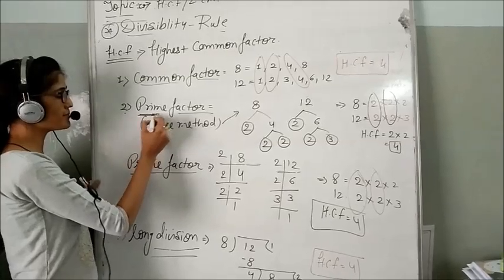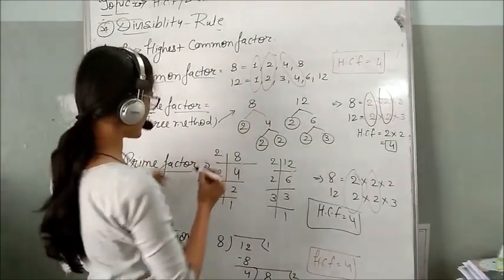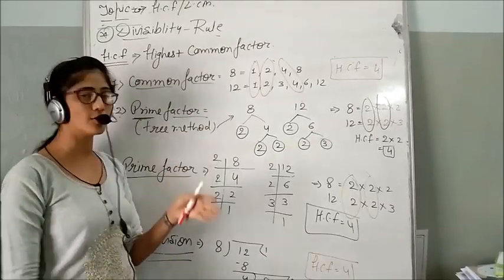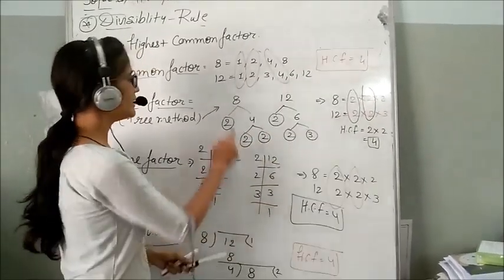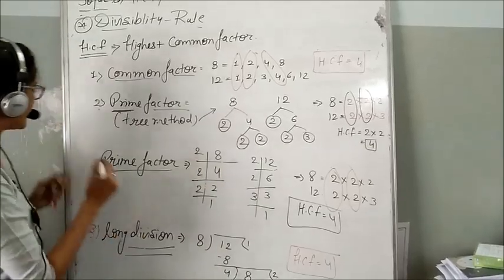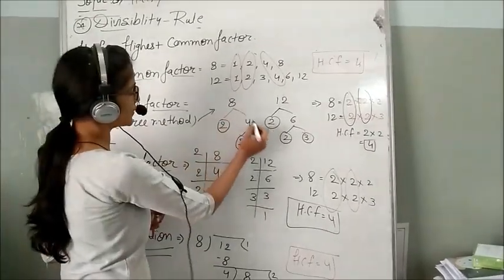Now in this class we will try to understand prime factors. Prime numbers are those numbers which have only two factors. First I explain the tree method. Why do we call it the tree method? Because a tree has many branches, so here we do the partition by branches. 8: 2 is a prime factor, and 2 into 4, when we multiply 2 into 4 we get 8. So the factors are 2 and 4.